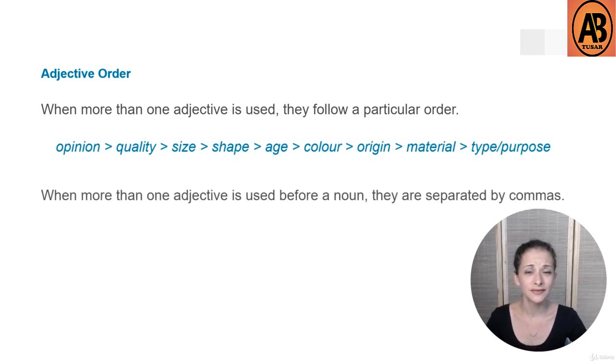When more than one adjective is used before a noun, they're separated by commas. So for example, I could say, I bought a beautiful vintage bag. Now here I've got two adjectives, beautiful and vintage. Beautiful is my opinion of the bag, and vintage is the type of bag that it is. So we say beautiful vintage, not vintage beautiful. I bought a vintage beautiful bag. It doesn't sound quite right. I bought a beautiful vintage bag does.